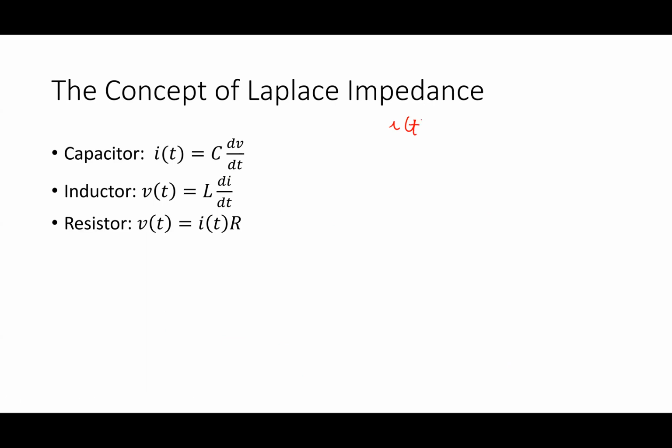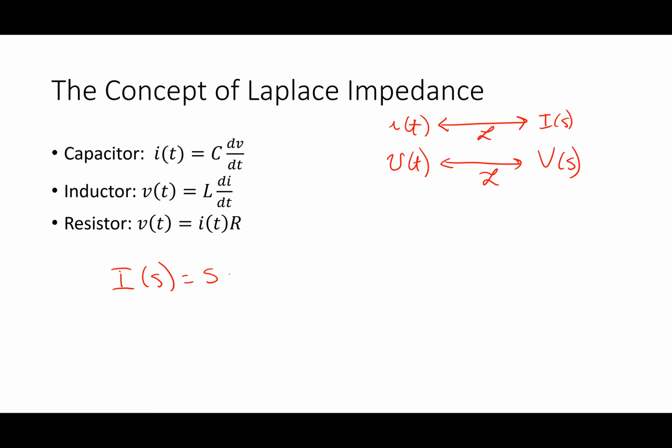that I of t has a Laplace transform, I of s, and V of t has a Laplace transform, V of s, then for each of these expressions here, I can write out for the capacitor, I of s equals SC times V of s. For the inductor, I can say V of s equals SL times I of s. And for the resistor, I can say V of s equals R times I of s.